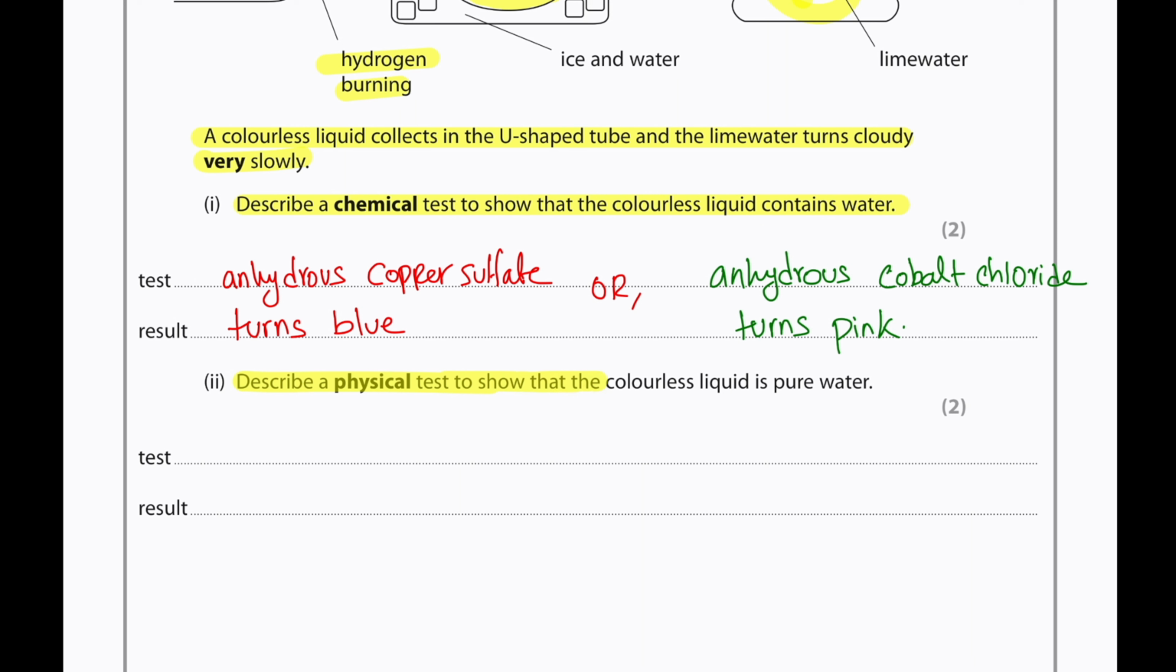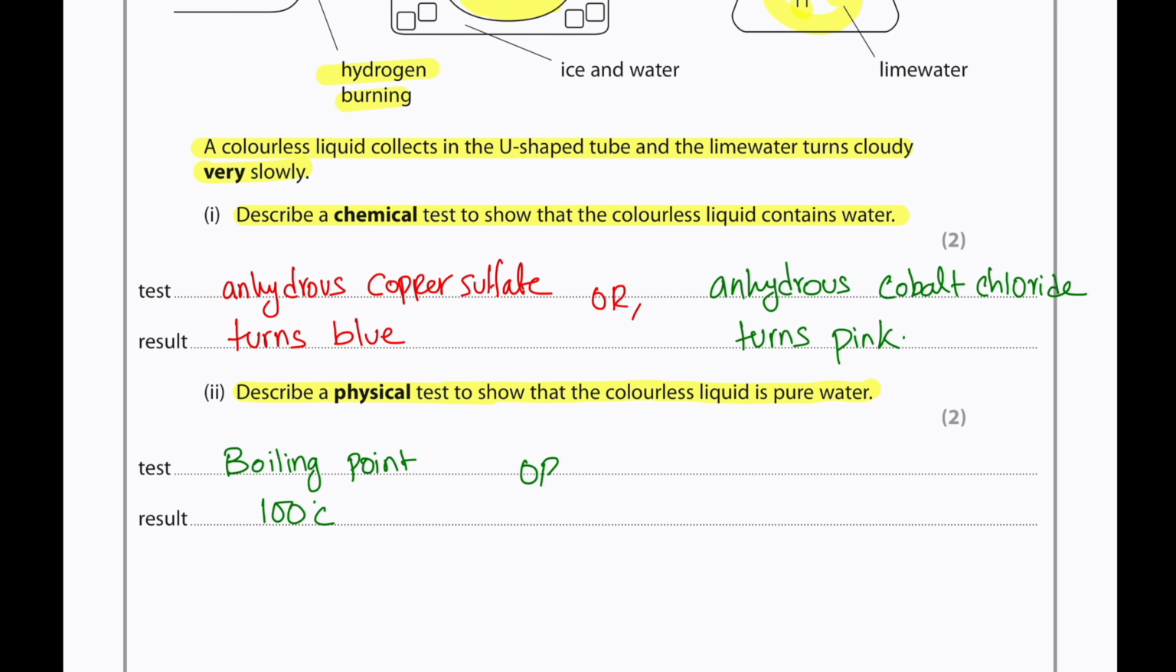Describe a physical test to show the colorless liquid is pure water. The physical test for pure water would be boiling point. If we measure the boiling point or the freezing point, water will boil at 100 degrees Celsius or it will freeze at 0 degrees Celsius.